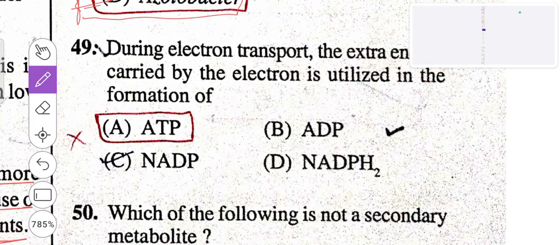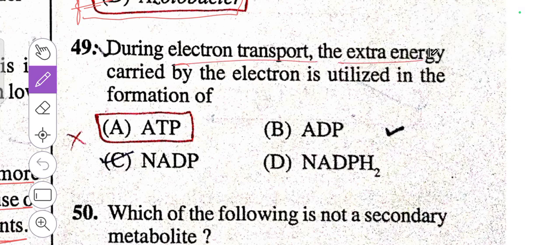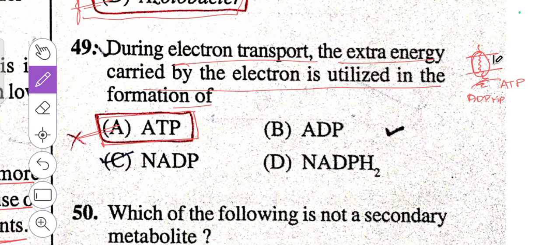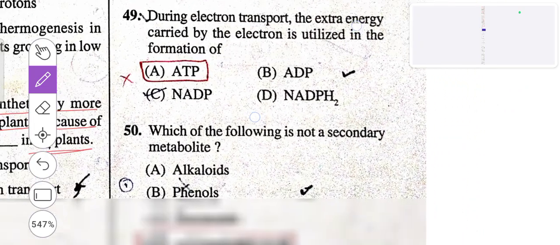Then 49th question. During electron transport, the extra energy carried by the electron is utilized in the formation of what? That is ATP. The actual ATP synthesis takes place with the help of the enzyme ATP synthase, where ADP plus inorganic phosphate gets converted into ATP. In order to undergo this, we require energy, or a transport of electrons. So this ATP is nothing but the energy currency. So the answer is ATP.